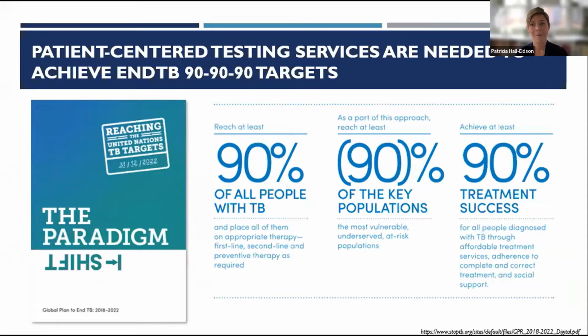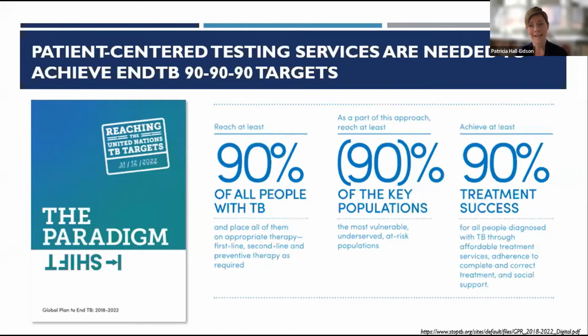declaration. And building on the successes of the HIV/AIDS epidemic control strategy that many of you will recognize, the global plan presented a 90-90-90 TB target framework shown here. This framework indicates that at least 90% of all people with TB should be reached and placed on appropriate treatment, emphasizing the importance of testing for TB infection, as well as TB diagnosis of both drug-sensitive and drug-resistant TB.